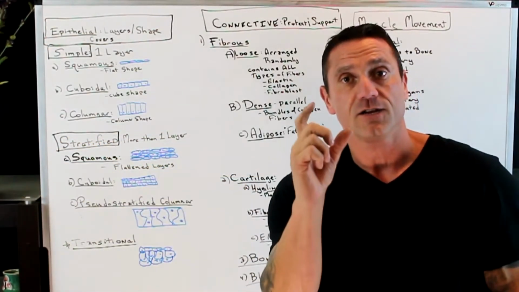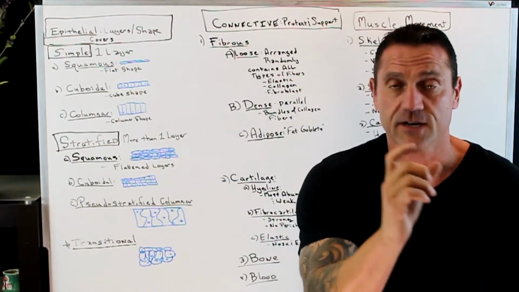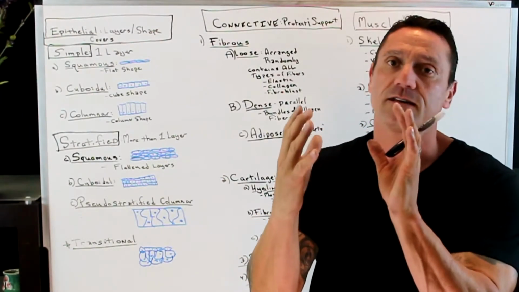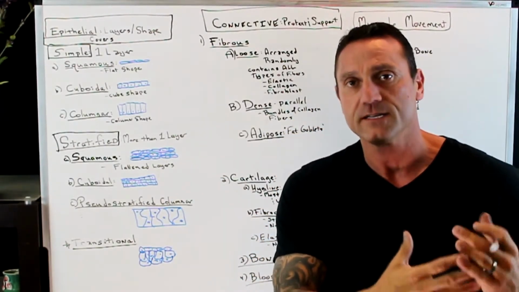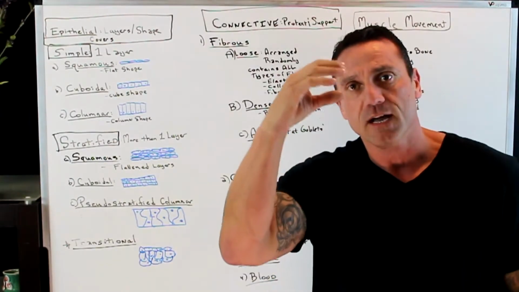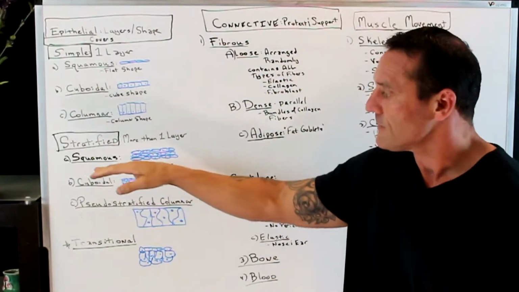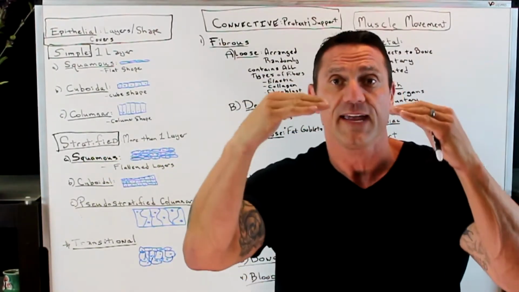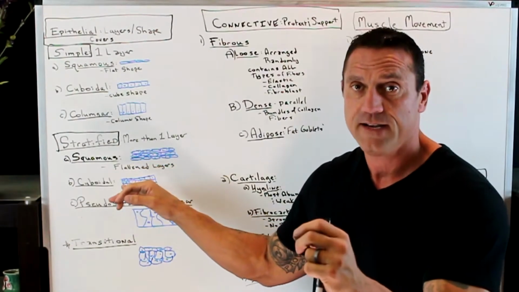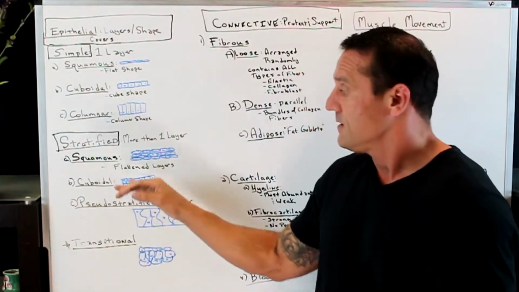You see how, again, look at the layers and look at the shape. You're going to have three different shapes. Is it kind of like a pancake, scale-like? Is it going to be a cube, or is it going to be columnar, column-like? So when it comes to multiple layers, remember, look at how many layers it is. Does it look like multiple pancakes stacked up? Then it's going to be stratified squamous.